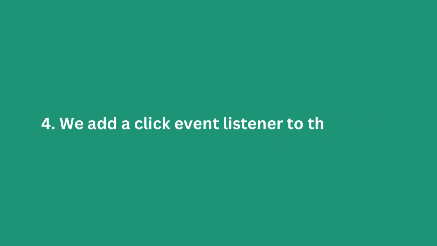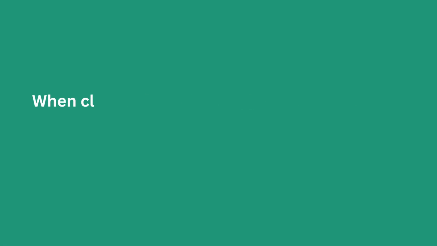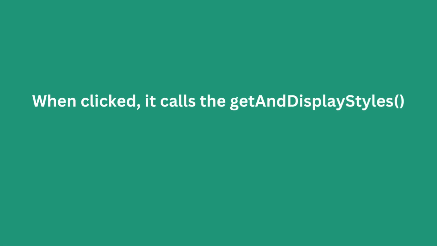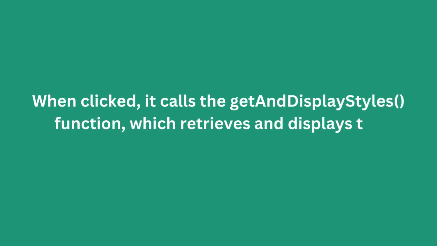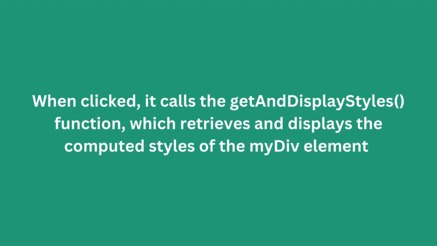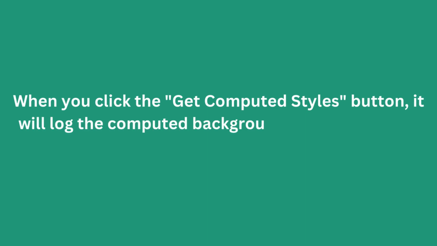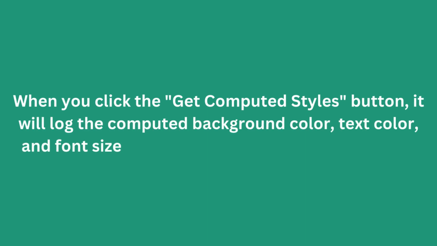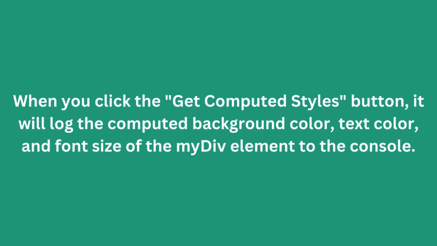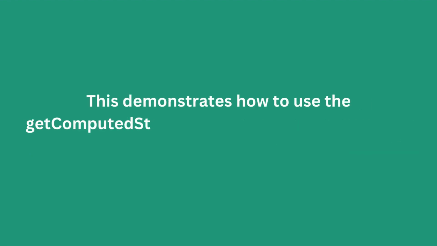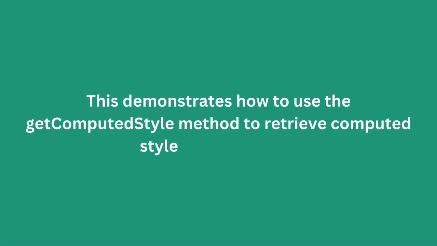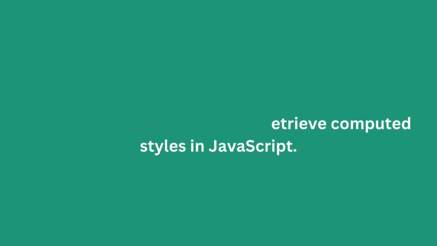4. We add a click event listener to the button. When clicked, it calls the getAndDisplayStyles function, which retrieves and displays the computed styles of the myDiv element. When you click the Get Computed Styles button, it will log the computed background color, text color, and font size of the myDiv element to the console. This demonstrates how to use the getComputedStyle method to retrieve computed styles in JavaScript.